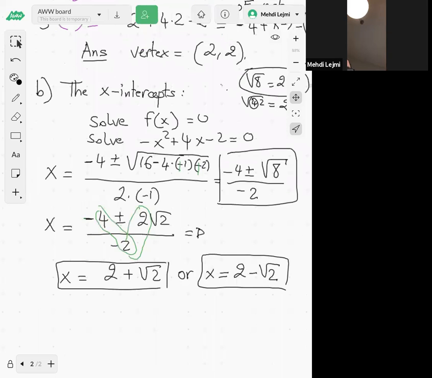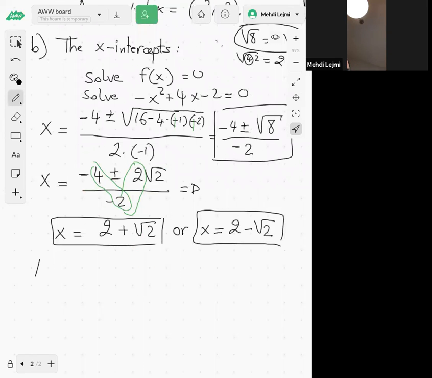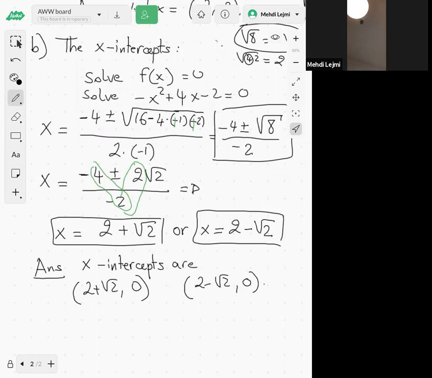So the answer, of course, guys, you have to use the point notation. So the x-intercepts would be 2 plus square root of 2, 0, and 2 minus square root of 2, 0. And again, don't worry, in the test, you're gonna have a perfect square, so you won't have to deal with this square root.